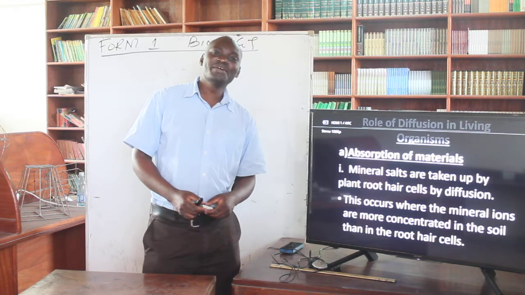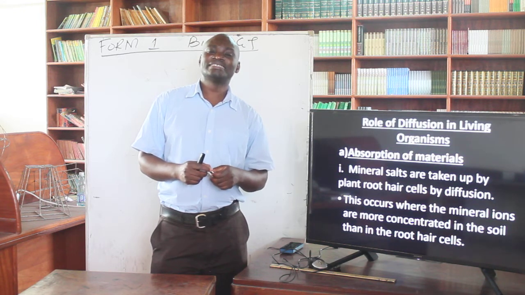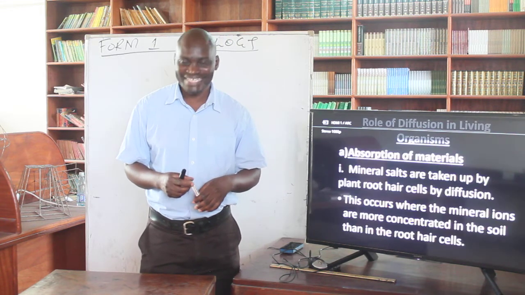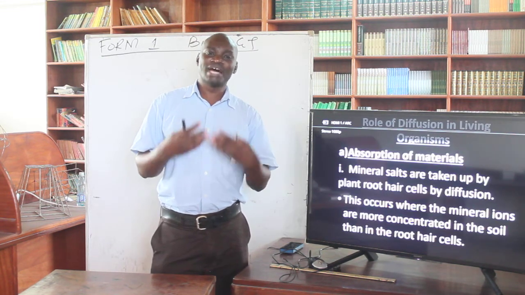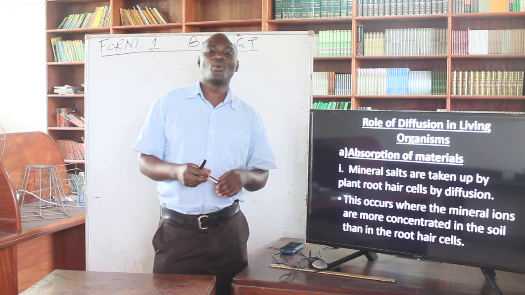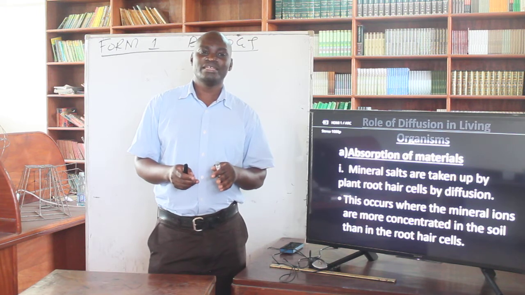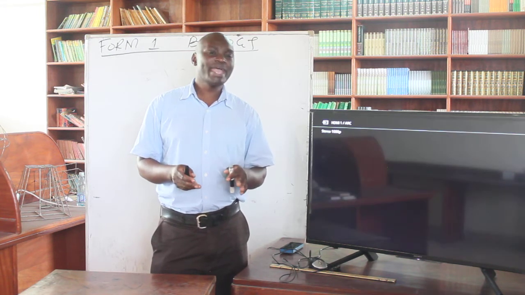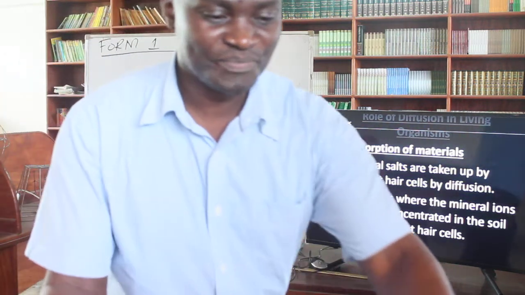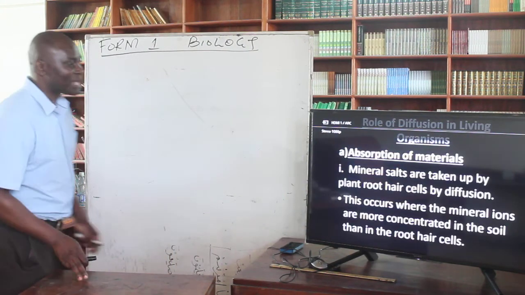Now, one of the major roles of the process of diffusion is to assist in the absorption of materials. And now we ask ourselves, absorption of materials where? One of the areas in living organisms where absorption occurs is in the plant roots.